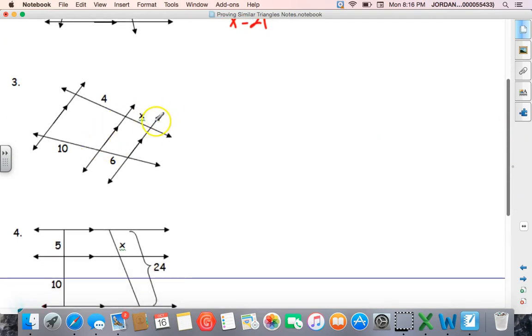Right, number 3, you could do it similarly. Again, these proportions you can set up a lot of different ways. I can say 4 over 10 equals x over 6. You could also say 4 over x equals 10 over 6. You could do x over 4 equals 6 over 10. A lot of different ways to set them up. 4 times 6 is 24, and then 10 times x is 10x. Divide by 10, so x must be 2.4. Alright, so I'm going to go ahead and pause it and let you guys try number 4 and number 5.